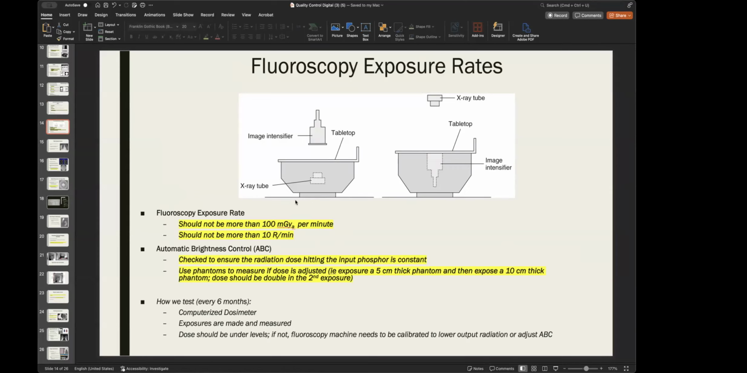All right. The automatic brightness control is also measured. It's used to check if the radiation dose is hitting the input phosphor properly. How you do that, you use a phantom and then measure if the dose is adjusted when you change the phantom's thickness. Essentially, you take a 5 centimeter thick block, place it where the fluoroscopy table is, and then place another 5 centimeter block and see if the automatic brightness control kicks in. One of the things that's different about fluoro is it has to be measured every 6 months. All the rest of the testing up until this point was annually, but with fluoro, it is every 6 months.